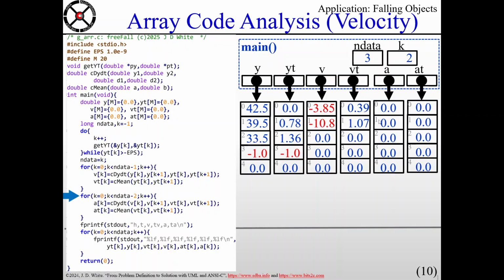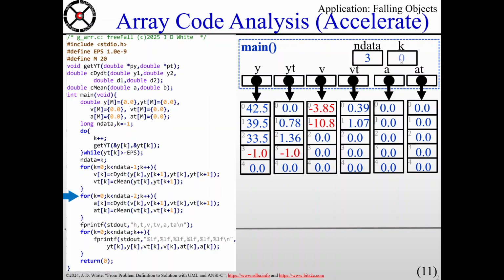I've got 2 velocities, so I'm going to be able to calculate 1 acceleration. So K is set equal to 0. K equals 0 is less than n data minus 1, so enter the loop. It calculates acceleration, -9.56, and calculates the mean time of these 2 times, 0.73. Checks, increments K, K equals 1, n data minus 2 is 1, so exit the loop.